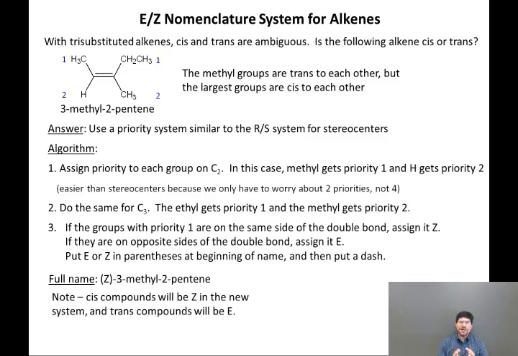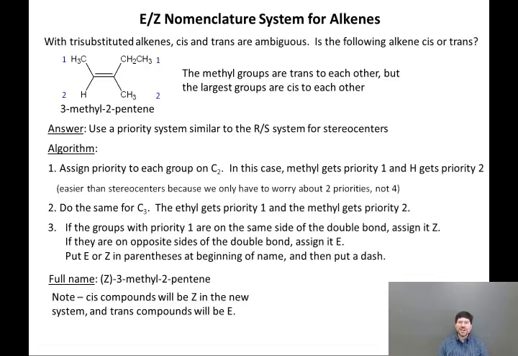So in terms of relating the E and Z system to the more familiar cis and trans system, any compound that is cis in the cis and trans system will be Z in the new system, and any compound that is trans in the cis and trans system will be E in the new system. So you could always use E and Z. Cis and trans are not always going to be applicable.